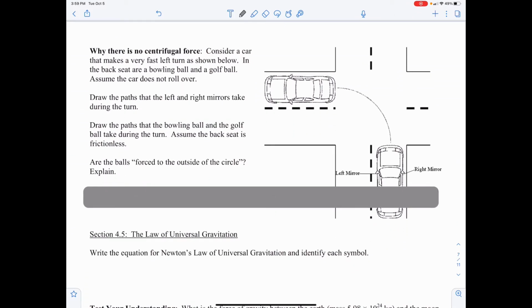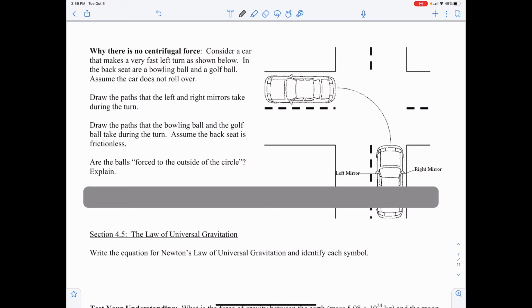Why is there no centrifugal force? Okay, so if you're sitting in a car and the car all of a sudden makes a sudden left turn, you feel as though you're being forced into the car door, meaning something feels like you're being forced to the right. Are you actually being forced to the right? Let's examine this example.